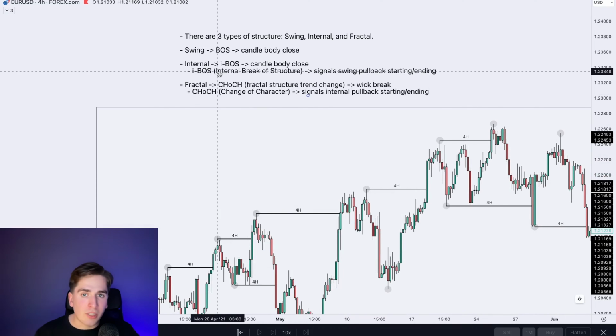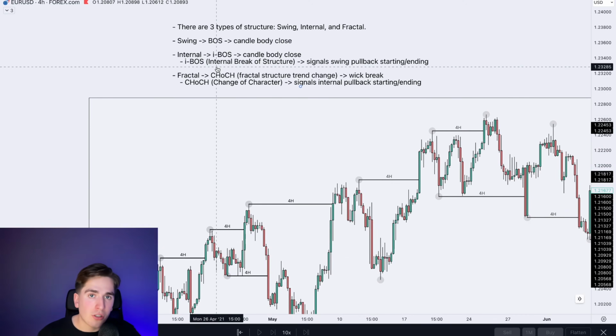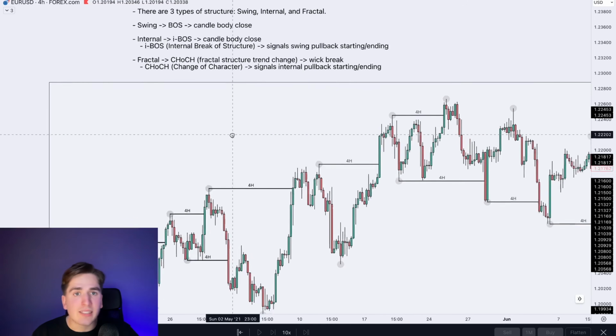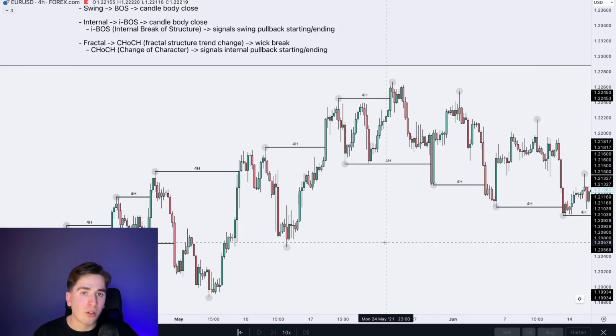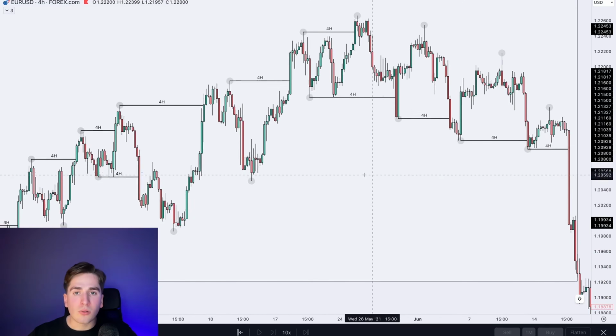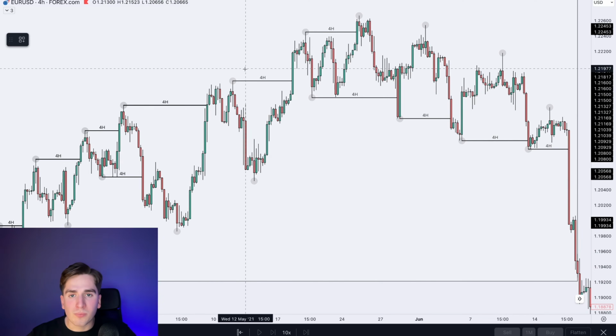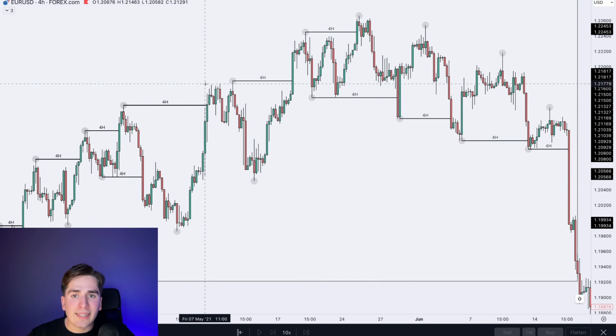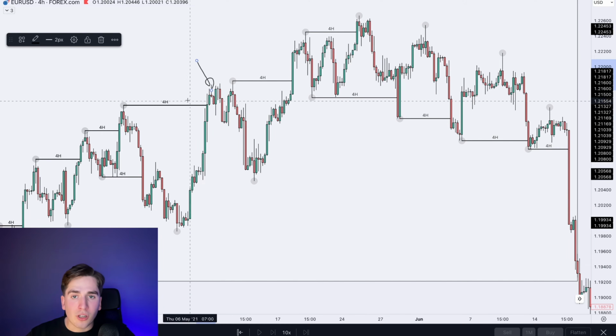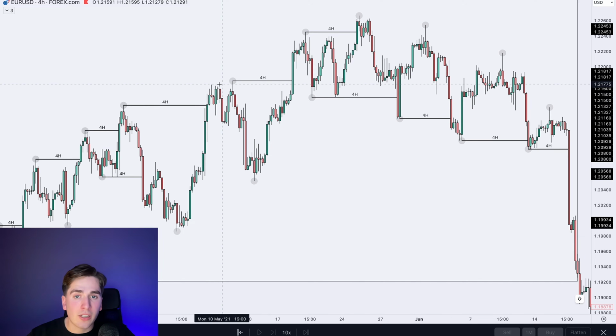Then internal structure is also known as an IBOS, and it signals that the swing pullback is about to start or is about to end. A good example of what an IBOS is, for example, over here. Because what do we get? We get a break of structure on the 4-hour over here. Then we get that push in towards the downside. We get a pullback again in towards the upside. We do not see a candle close above here. No, we get an impulse back in towards the downside.